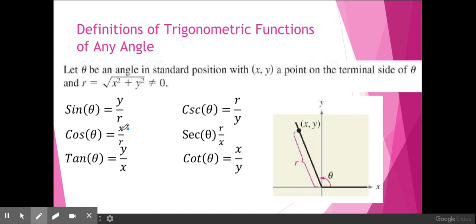Cosine is equal to x over r for the same reason, and tangent is still equal to y over x. The reciprocal functions follow the same pattern they always have. Cosecant is the flip of sine, so r over y. Secant is the flip of cosine, r over x, and cotangent is the flip of tangent, x over y.